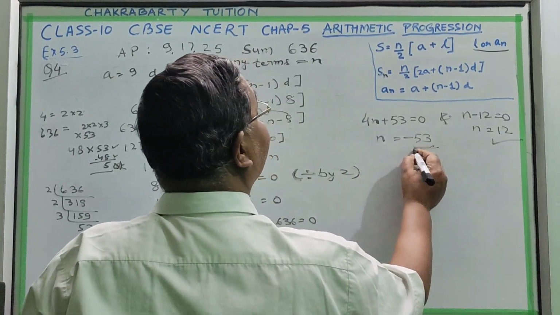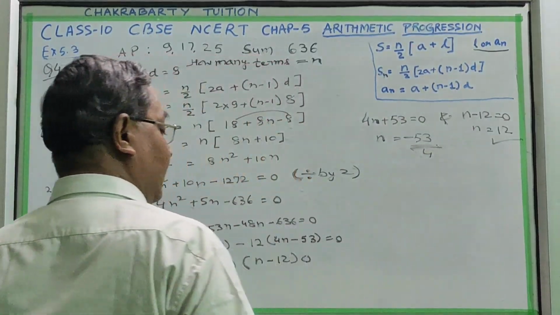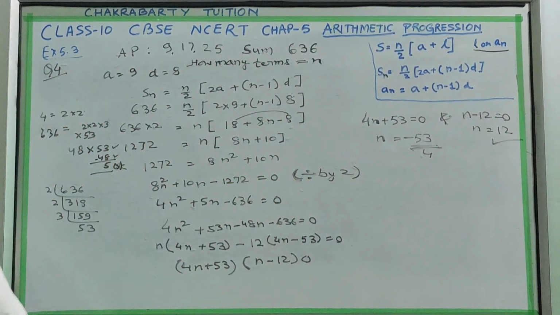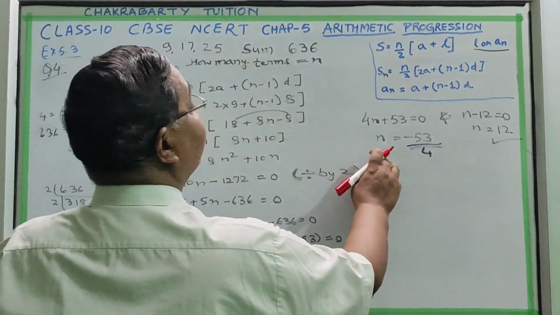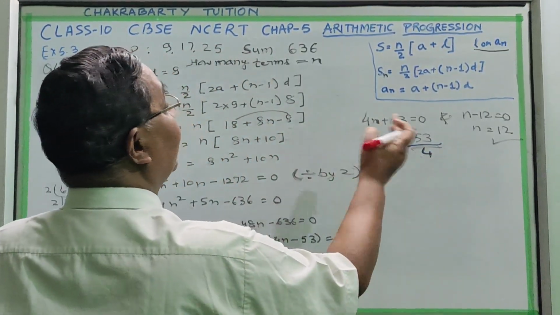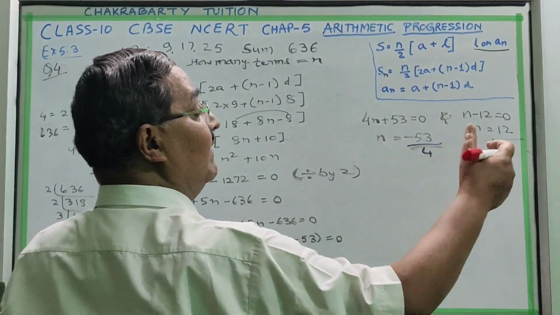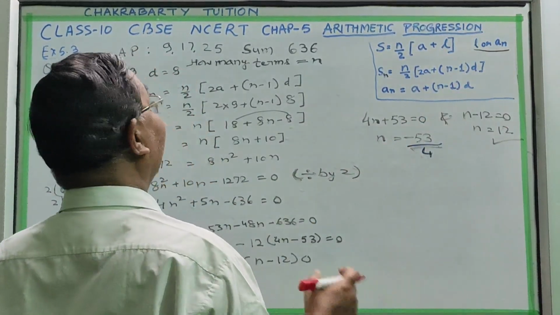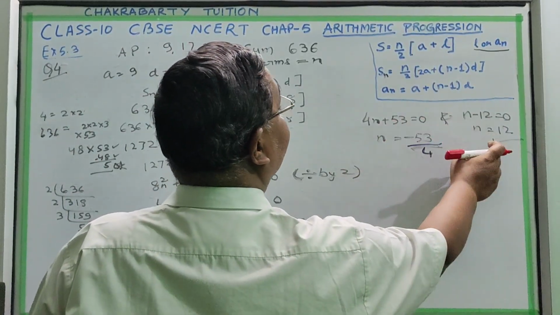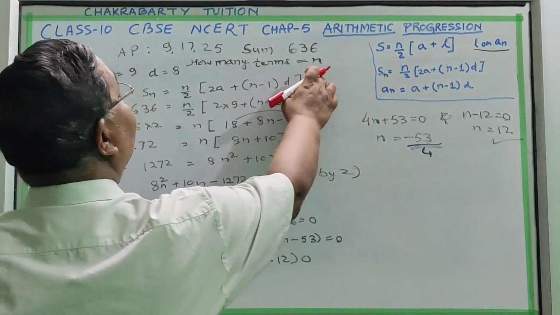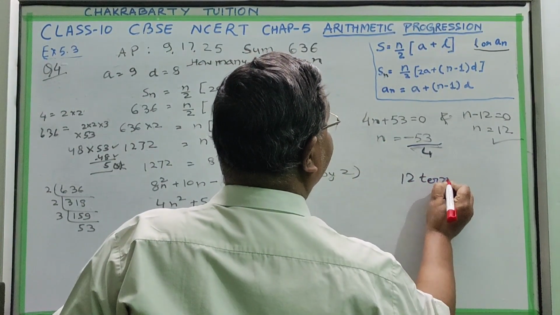So terms number here it is minus 53 by 4. So it is not possible, because number of terms cannot be in fraction. It will be 11, 12, 13, 14, 16 like this, and 1, 2 and 3 like this. So this is only possible. So n equal to 12. How many terms? So n equal to 12 terms. 12 terms. This will be your answer.